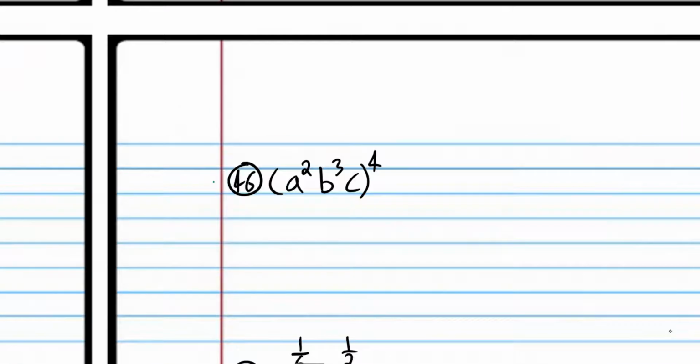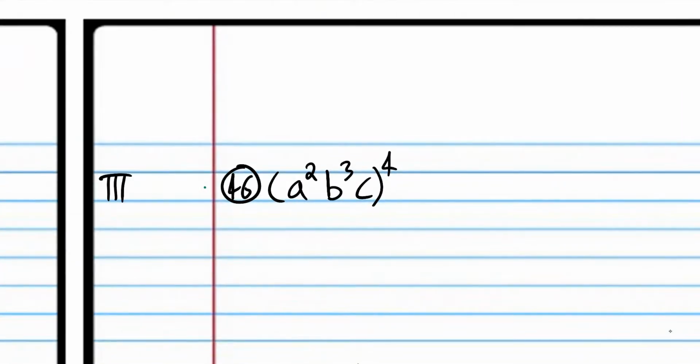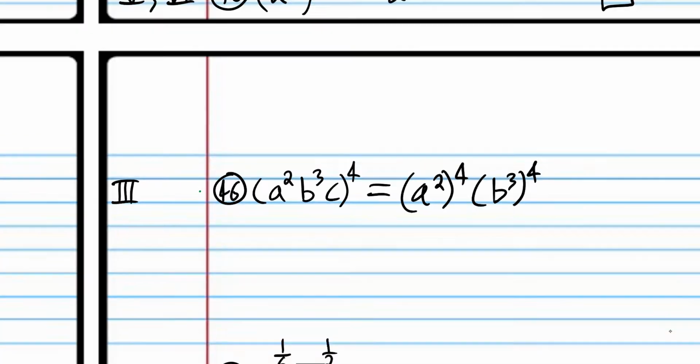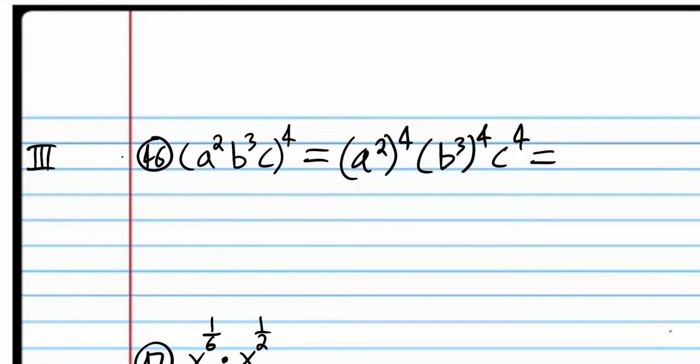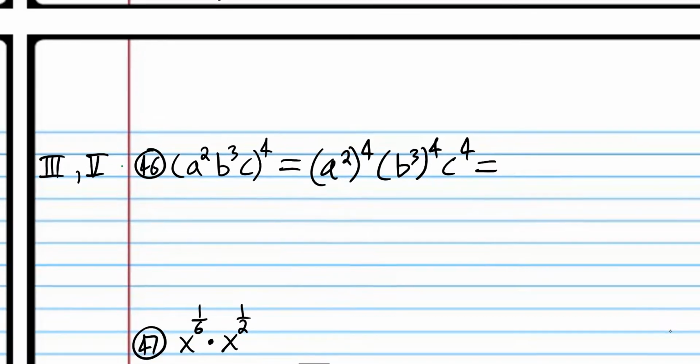All right, we're back. So we're going to use rule number 3, because we have a product of a bunch of numbers, and we're raising that to some power. So we have to take the first number, raise it to the power, then multiply by the second number raised to that same power, and then multiply it by the third number raised to that same power. Now we have powers raised to other powers, so we have to use rule number 5. So that becomes a to the 2 times 4 power times b to the 3 times 4 power times c to the 4th power.